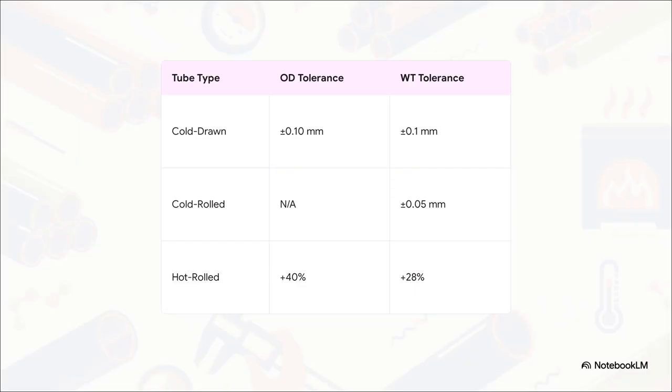Of course, strength means nothing without precision. The outside diameter and wall thickness tolerances are incredibly exacting. For cold-drawn and cold-rolled tubes, we're talking tolerances down to fractions of a millimeter. But take the hot-rolled specs, for instance. There is literally zero negative tolerance allowed for the wall thickness. It can be up to 28% thicker than you specified, but it can never, ever be thinner. That guarantees your pressure containment is never ruined by a random thin spot.